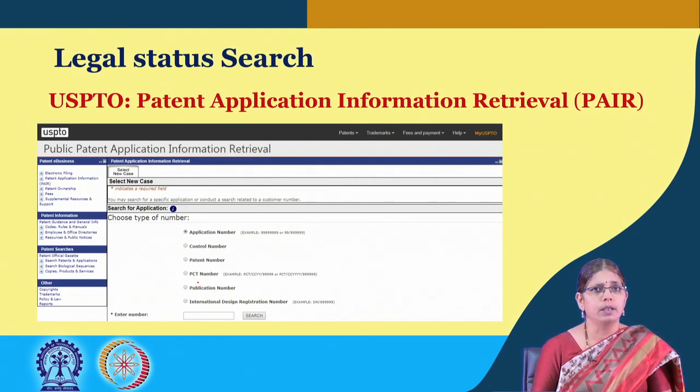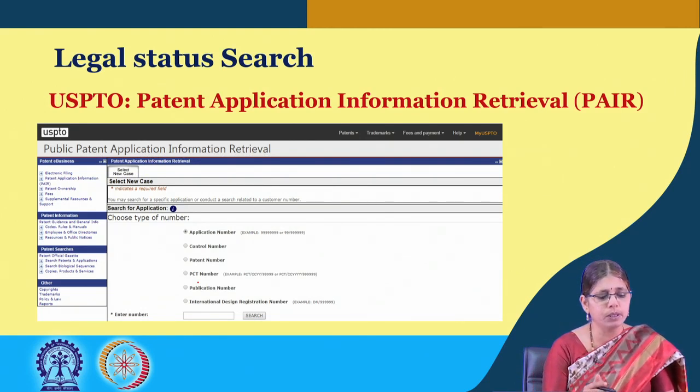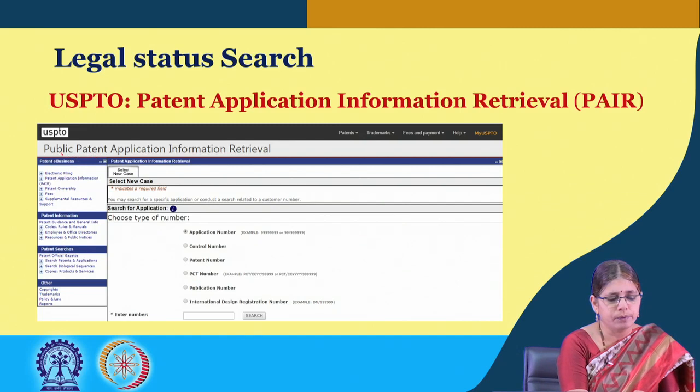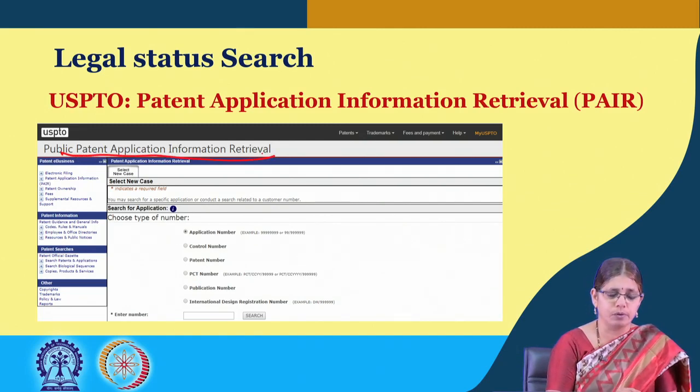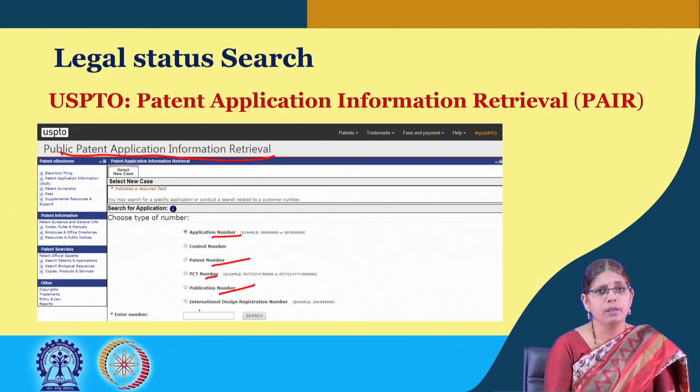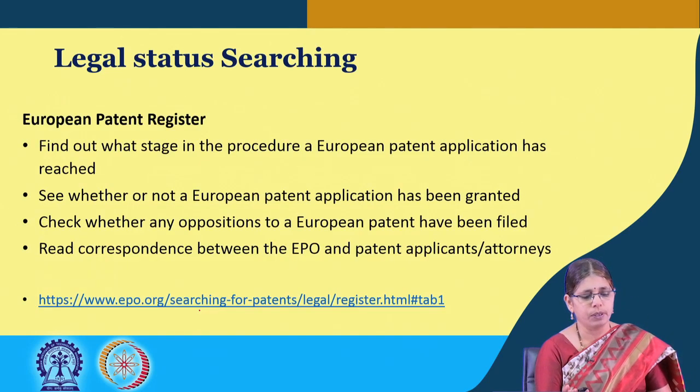This is a representation of that. So, if you go to the public PAIR, Patent Application Information Retrieval system, you can choose the type of number by which you can search, for instance, the application number, the patent number, PCT, those coming by the PCT route, and the publication number. So, you can enter the number and search for the specific information.